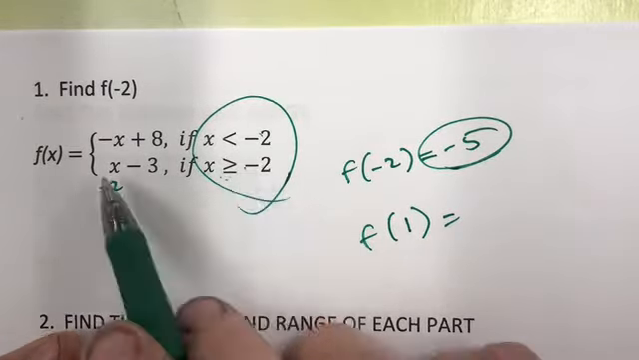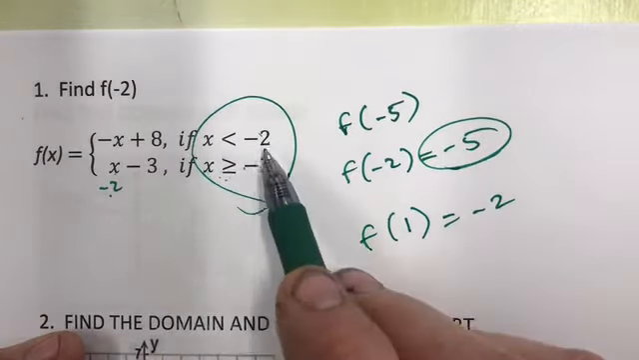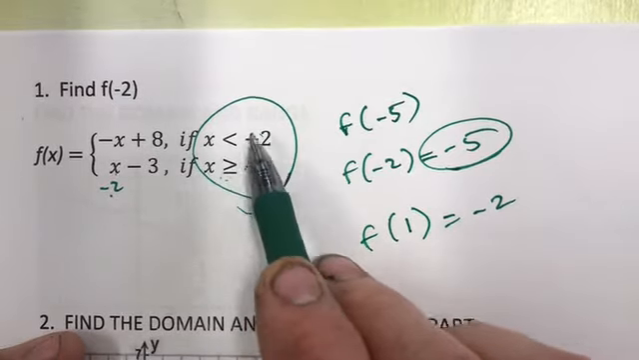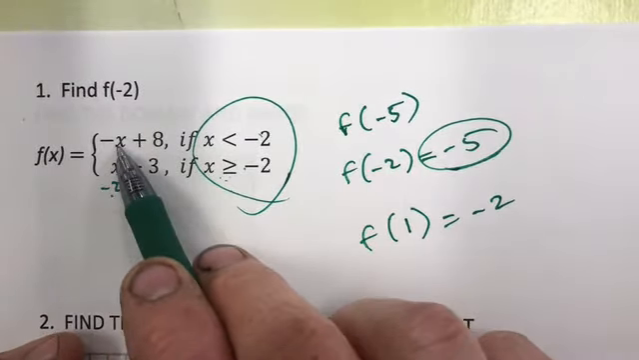What about f of -5? What would that be? So -5 is less than -2? Yes, it goes in this piece. So the opposite of -5 would be 5, plus 8 would be 13. All right, so that's how you do these piecewise functions.